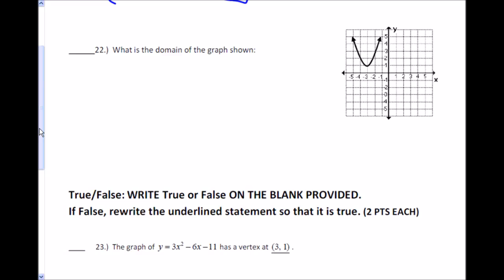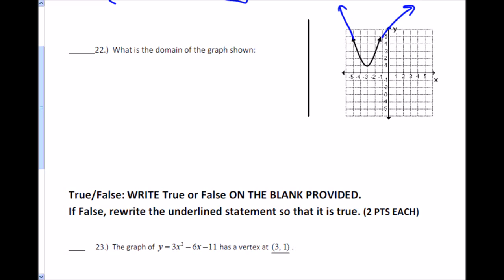For this one, it says, what is the domain of the graph shown? Remember, for this one, when you're doing domain, it's an x equals line, which is a vertical line. And if I take that vertical line and drag it over my function, I just see where it touches. Because there's arrows on each end of this thing, that means it's going to keep going forever.